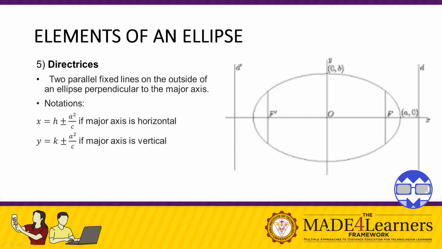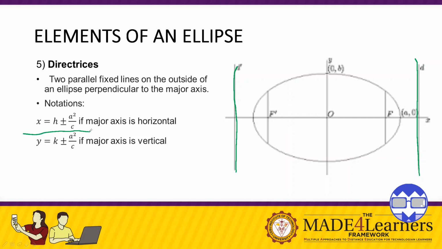And then we have the directrices. Directrices is the plural term for directrix. In an ellipse, there are two directrices, so this is our directrices here. They are two parallel fixed lines on the outside of an ellipse, perpendicular to the major axis. Always remember that the directrix is in equation form. That's why the notations are x equals h plus minus a squared over c, or y equals k plus minus a squared over c.